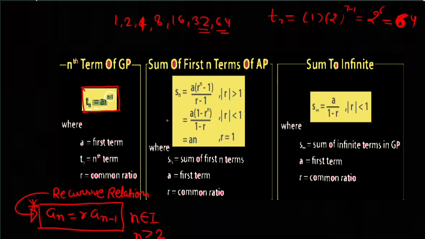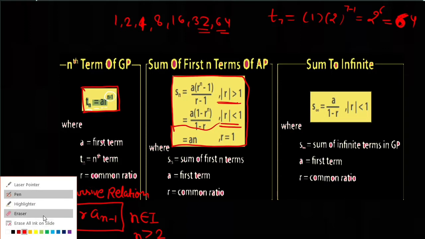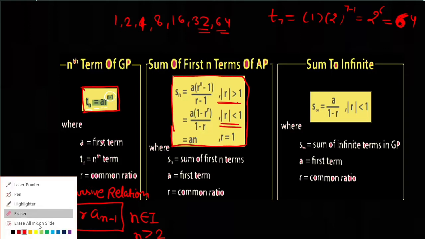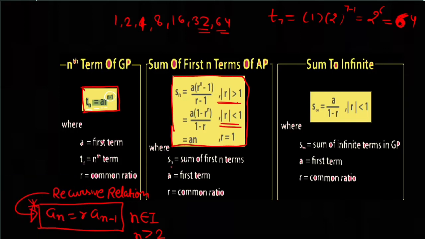Okay, so then the sum of first n terms of GP will be Sn equals a into r raised to the power n minus 1 upon r minus 1 if mod of r is greater than 1, and if mod of r is less than 1, then the sum will be this. Okay, and the sum of first term a and common ratio r, the sum to infinity.